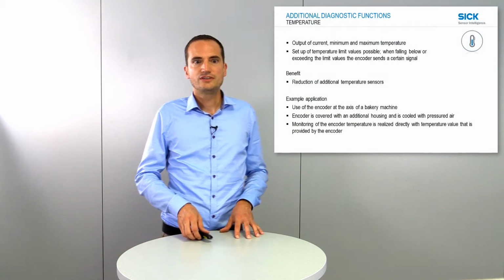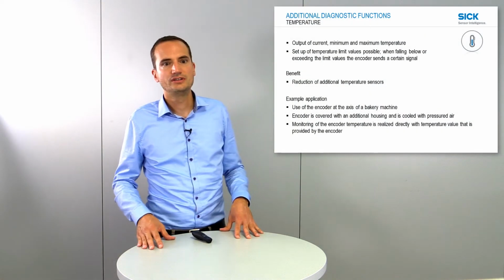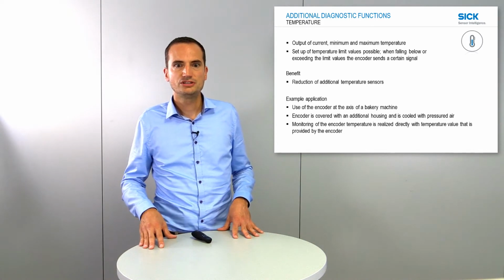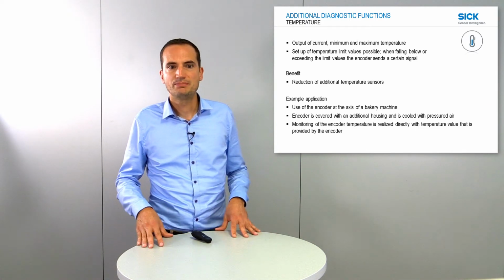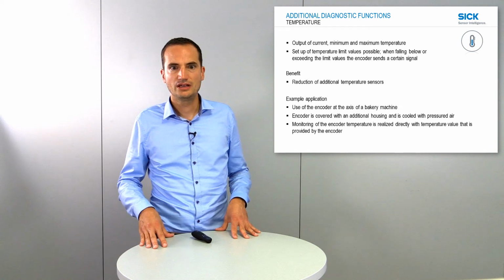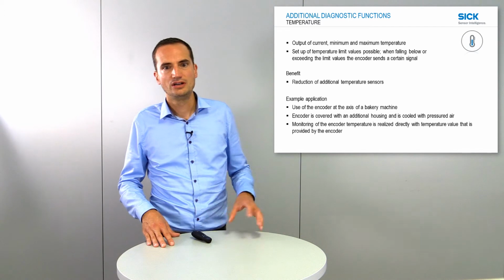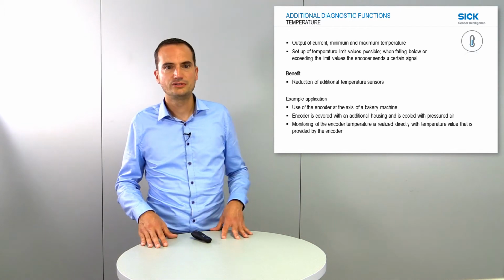The first diagnostic function is the temperature. You have an output of the current, the minimum or the maximum temperature. And you can also set up temperature limit values, so when falling below or exceeding a limit of the set temperature, the encoder puts out a certain signal.